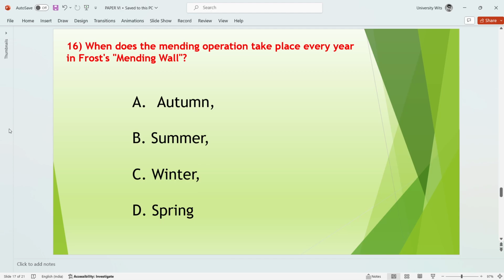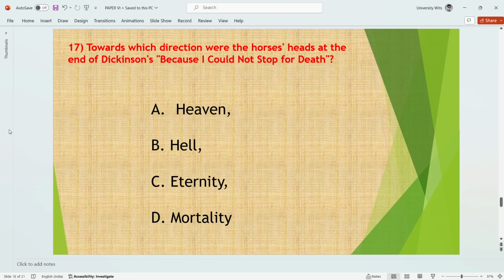Okay, so let's talk about the next question, that is question number 17. Towards which direction were the horses' heads? The line given is, the horses' heads at the end of Dickinson's poem, because I couldn't stop for Death. So this is very important guys. If you read this book, then obviously you will understand why this question was asked.